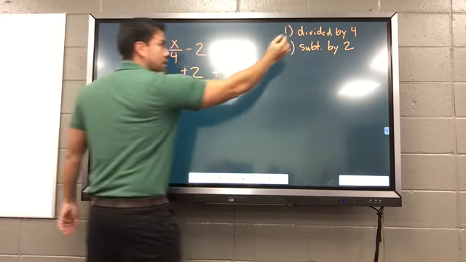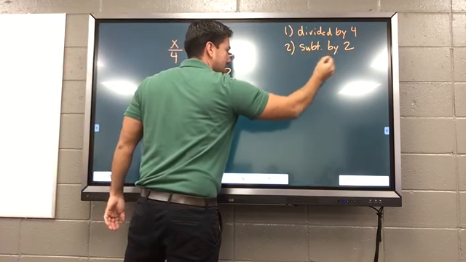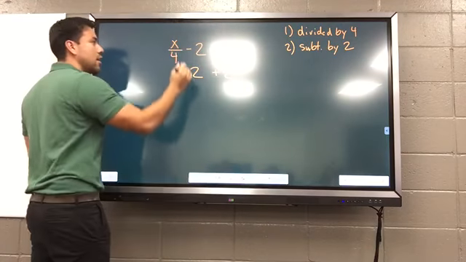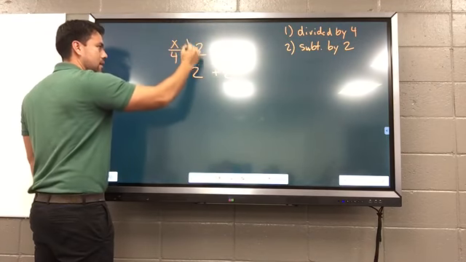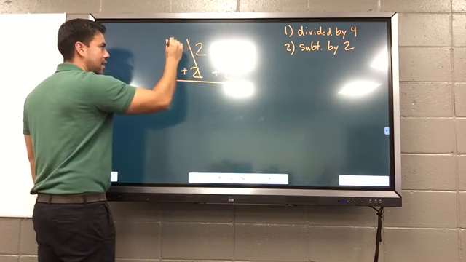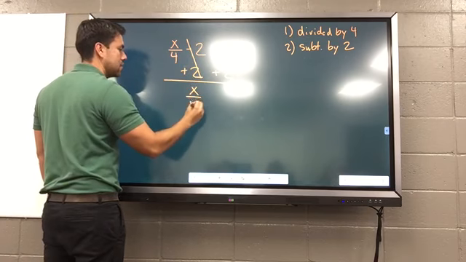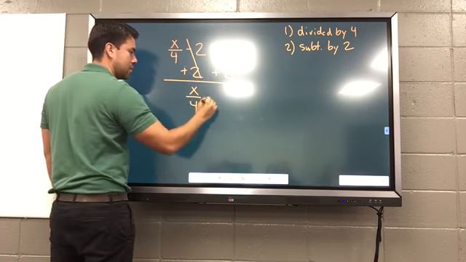So here. Blanket, paper. Paper, blanket. So get rid of the blanket first. What's negative 2 plus 2? 0. What is x over 4 plus 0? This is x over 4. What's 3 plus 2? 5.